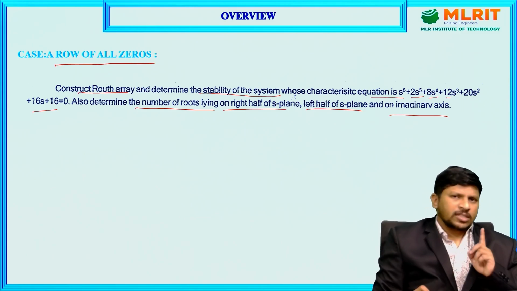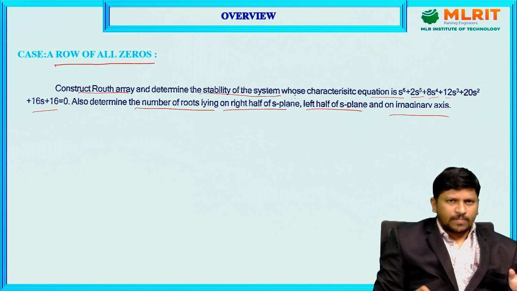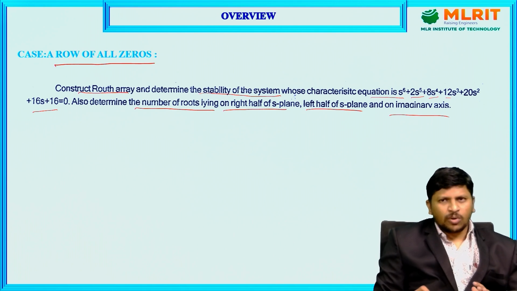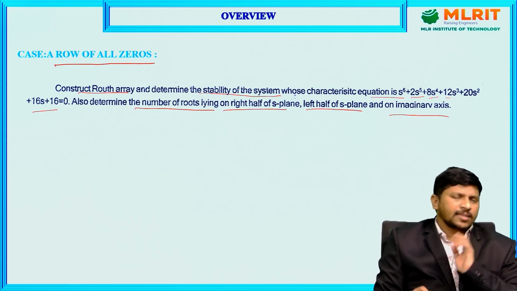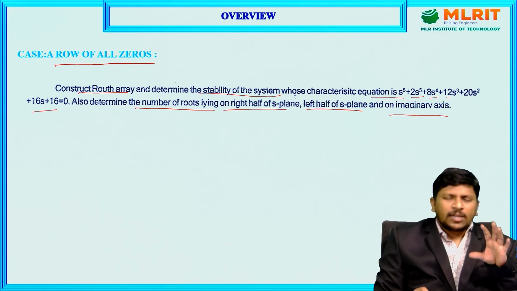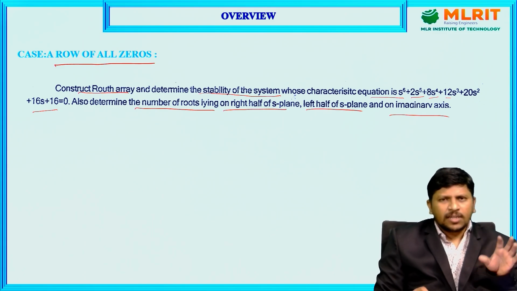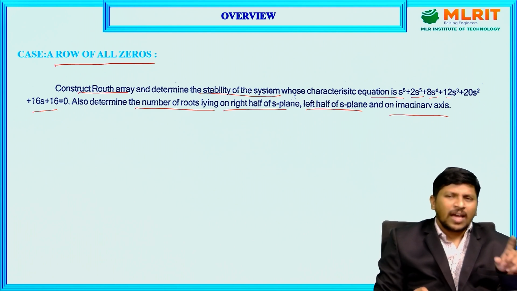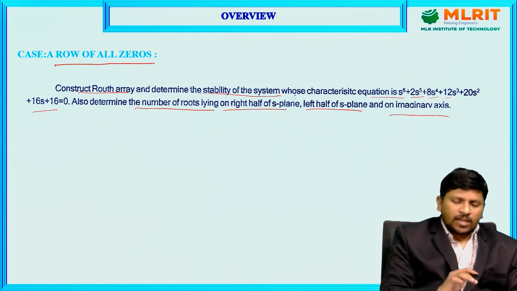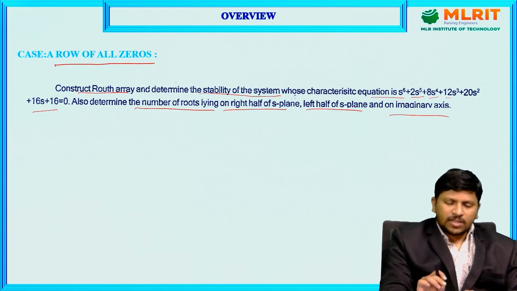We are going to locate the roots of the given characteristic equation in the row of all zeros case. Just remember one thing: if a complete row is 0, then some of the roots definitely lie on the imaginary axis. That is why we say the system is marginally stable, or conditionally stable. We say marginally stable because at least some roots lie on the imaginary axis, because a row of all zeros occurs in the array matrix. So remember that word.